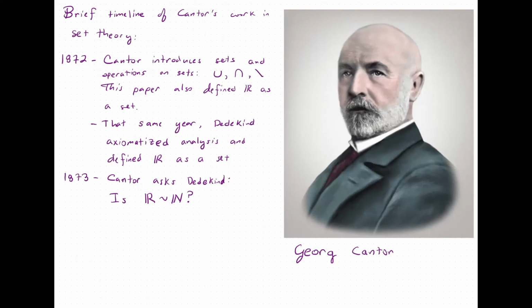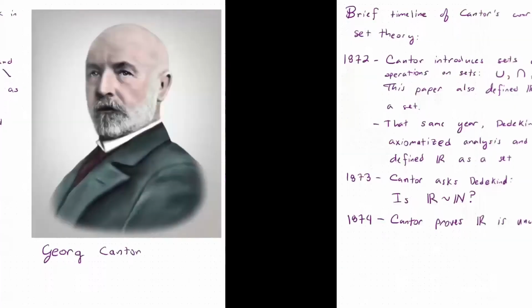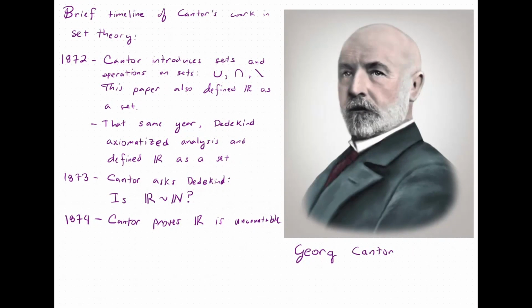Given that Dedekind had also published an article on the real numbers, Cantor reached out to Dedekind and asked him in 1873, are the real numbers equinumerous to the natural numbers? But Cantor answered his own question the following year, when he proved that the set of real numbers is uncountable. In other words, the real numbers are not equinumerous to the natural numbers. And this led him to start to investigate the properties of infinite sets further.